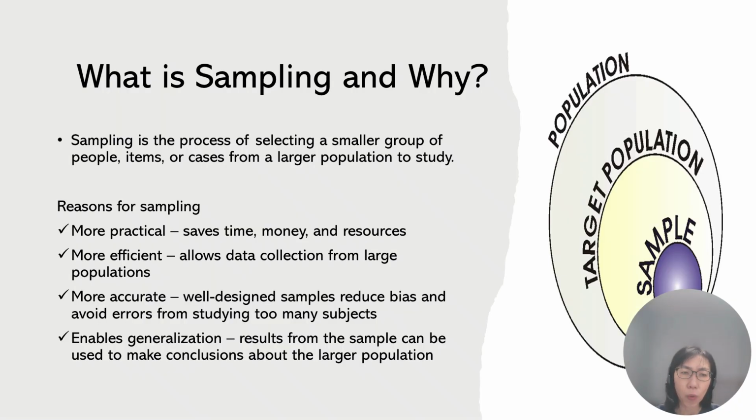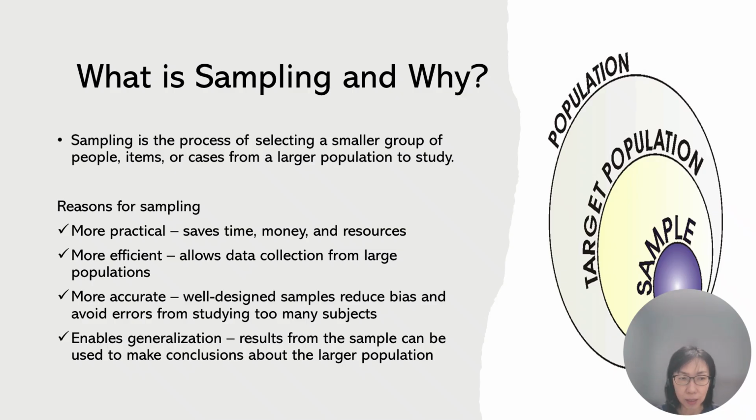So first of all, what is sampling and why do we need to have sampling? Sampling here basically is a process of selecting a smaller group of people, items or cases from a large population that you would like to study. The first reason for sampling is that it is more practical because it saves resources in terms of time and money. Secondly, it is more efficient because it allows data collection from a large population.